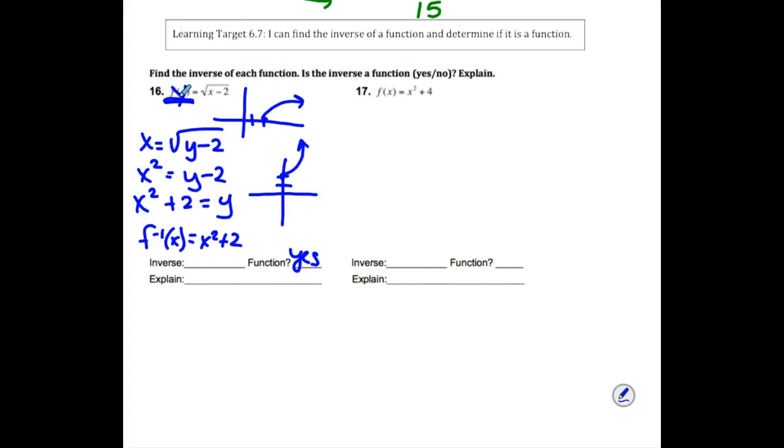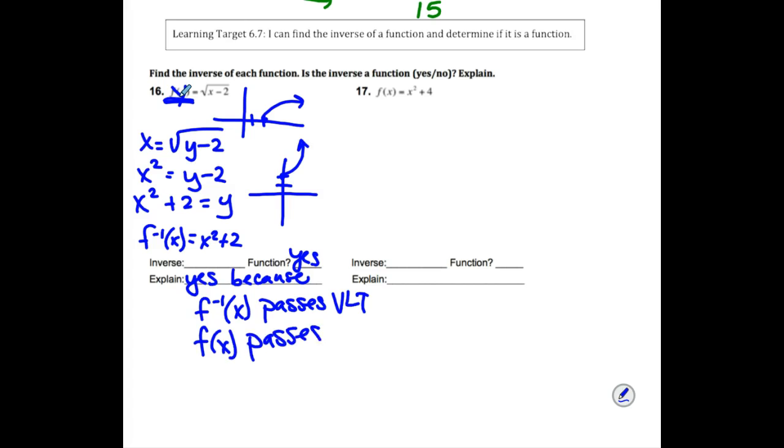I can say, yes, it's a function because the inverse passes a vertical line test. I can do a vertical line test on the picture I just drew and say, yes, it's a function. Or I can say, yes, because f of x passes a horizontal line test. Either of those answers is acceptable. But you have to tell me which function or which graph you're doing the test on. Okay? All right, last one here.